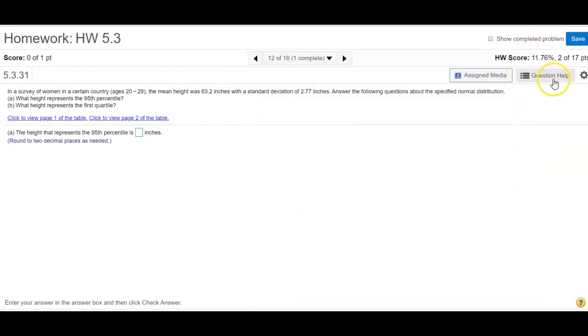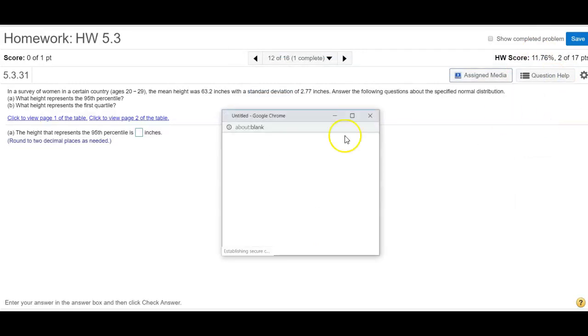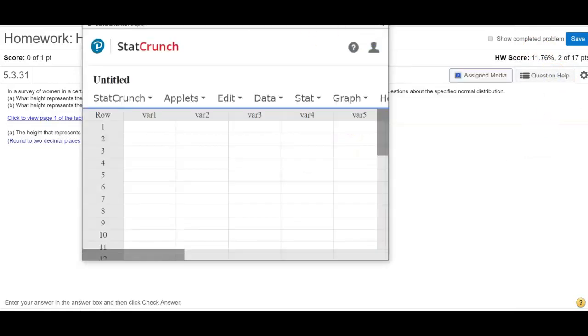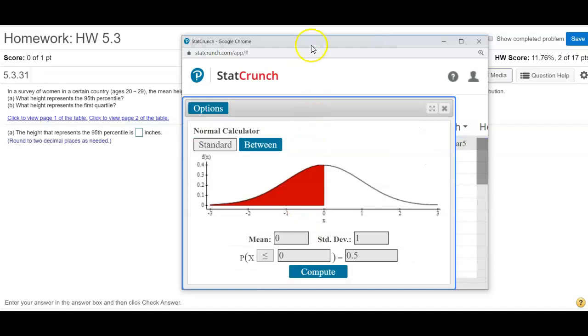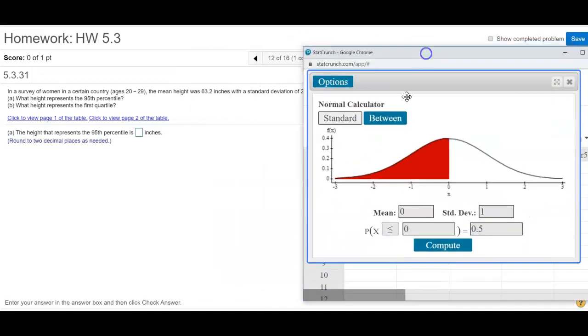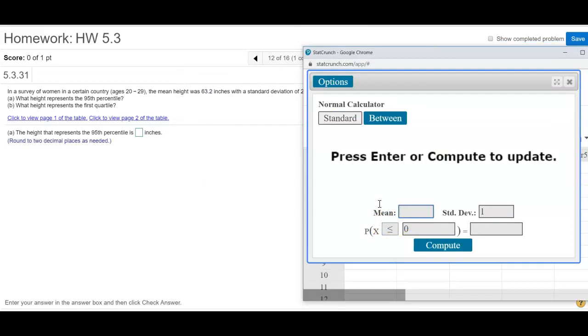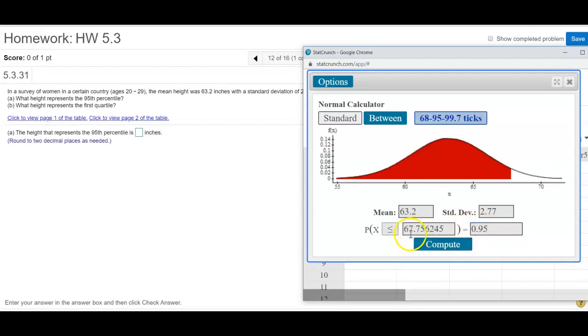You know what? Let me start from the beginning just so that you're not confused. StatCrunch, stats, calculators, and normal, right? I'm going to plug in my mean, which is 63.2 and 2.77. 95th percentile, so area goes right here. 95th percentile is 95%. Changing into decimal is 0.95. Area is always defaulted to the left. So what is the height?